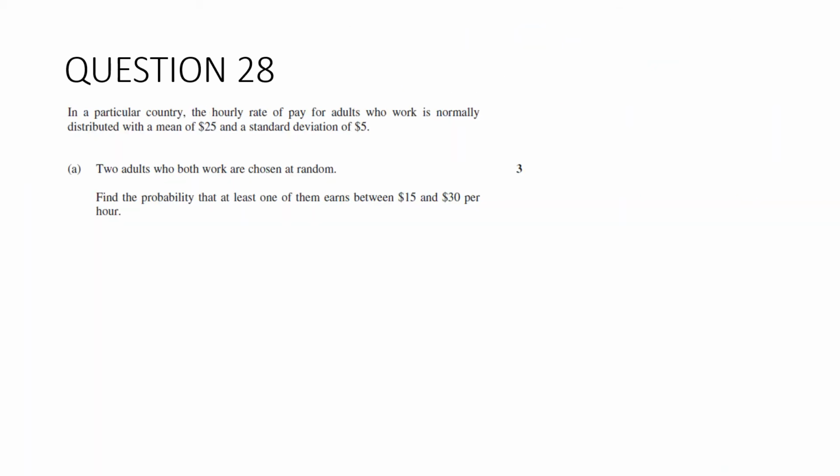Question 28. In a particular country, the hourly rate of pay for adults who work is normally distributed with a mean of 25 and a standard deviation of 5. Two adults who both work are chosen at random. Find the probability at least one of them earns between $15 and $30 per hour. So we let X be that they earn between $15 and $30 per hour. All right, normal distribution. Let's start there.